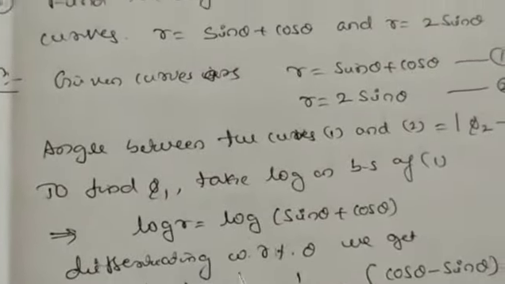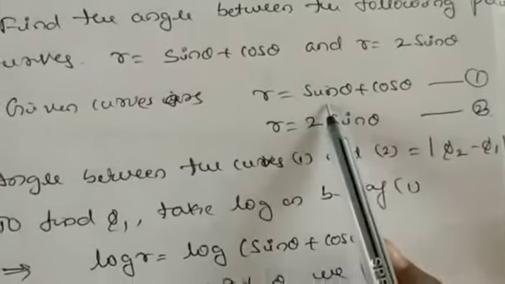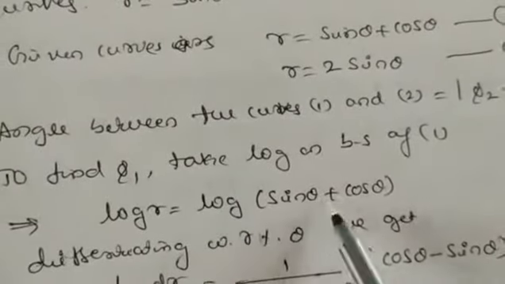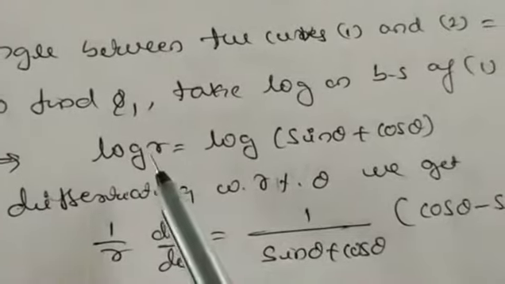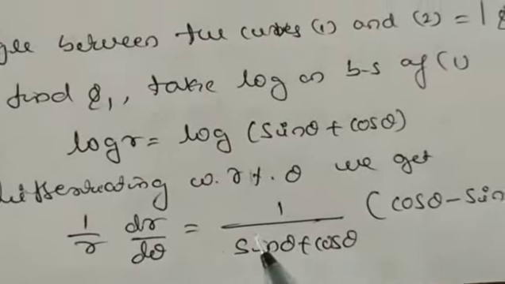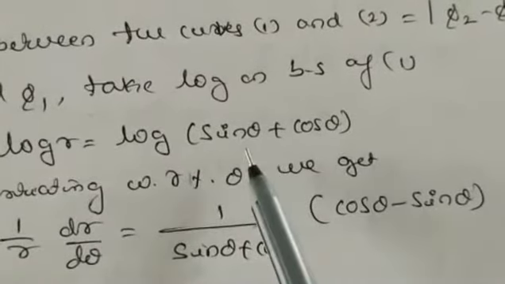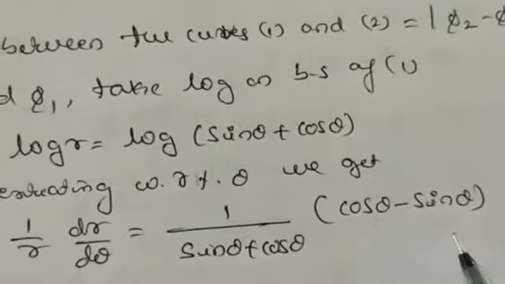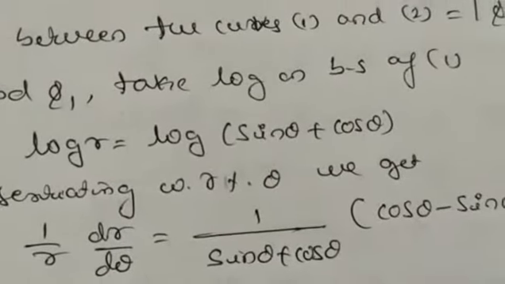Now to find phi 1, you have to take log on both sides for curve equation number 1. Then it becomes log r equals log of sin theta plus cos theta. Differentiating with respect to theta, we get 1 by r dr by d theta equals 1 divided by sin theta plus cos theta, into the derivative of sin theta plus cos theta, which is cos theta minus sin theta. So it becomes cos theta minus sin theta divided by sin theta plus cos theta.